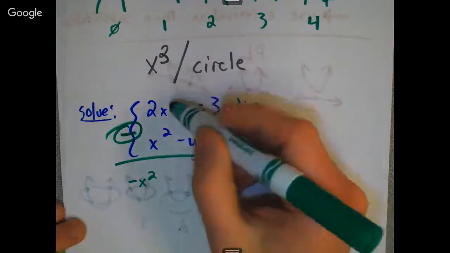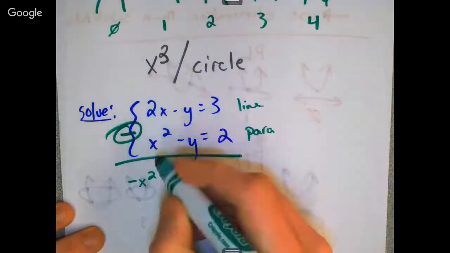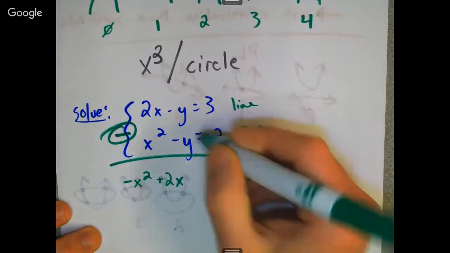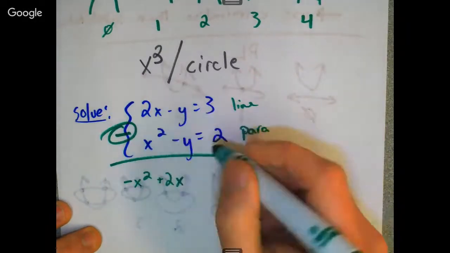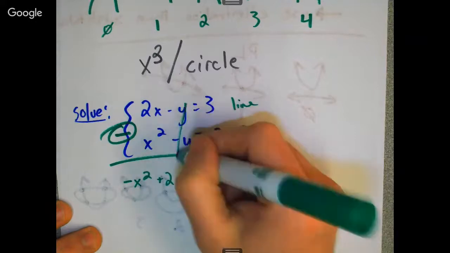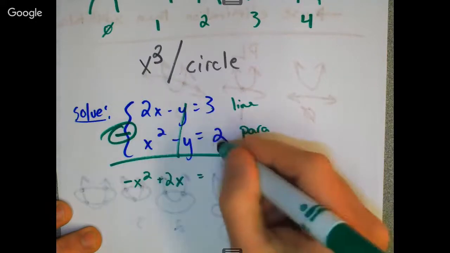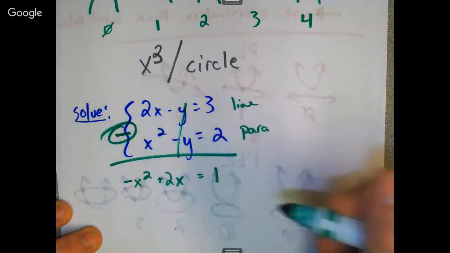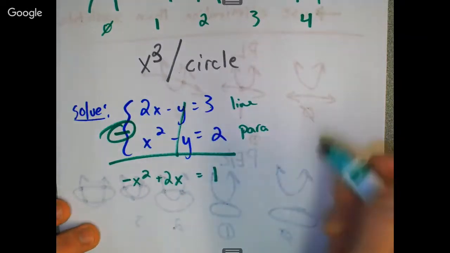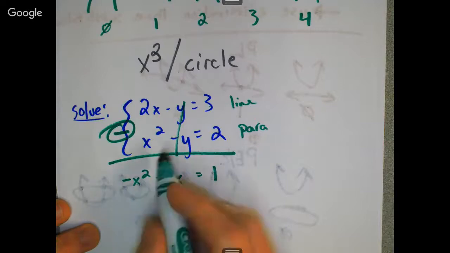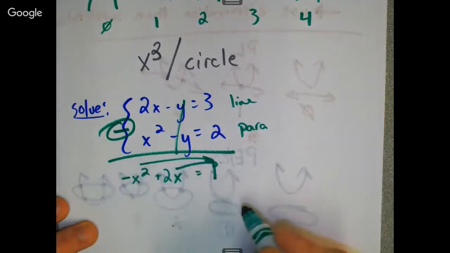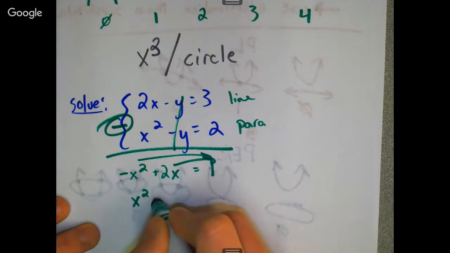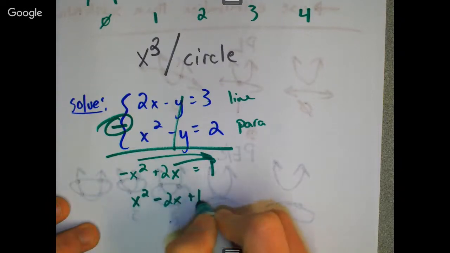Then we will have 2x minus 0x. Then we'll have -1 minus -1, which is 0, so those cancel. Then we have 3 minus 2, which is 1. Okay, so we'll move everything to one side, which probably is this side over here, to make this positive. So we have x squared minus 2x plus 1 equals 0.